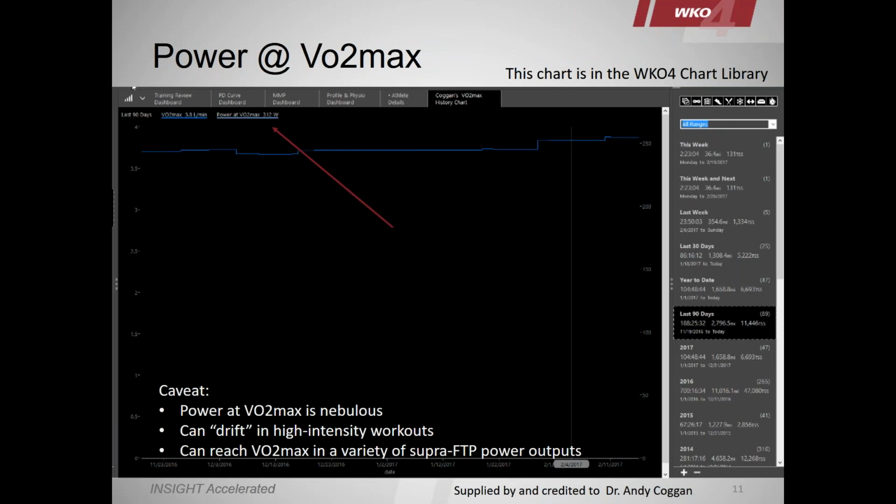I'm going to share something earlier in this webinar because it's going to get a lot of questions, and I've already had this question a lot, and you'll now find this chart within your chart library. We have the ability to model your VO2 max within WKO4. The question that everyone always asks is, what's my power at that VO2 max? So far, we've kind of avoided putting that out there, even though we can sort of do it, but now we're going to go ahead and do it. You have a Coggan VO2 max history chart, supplied by Dr. Andy Coggan and credited to him. And it will tell you what your power at VO2 max is.